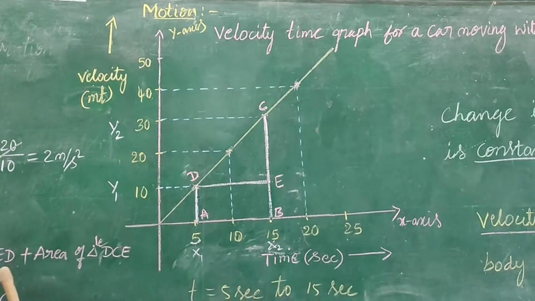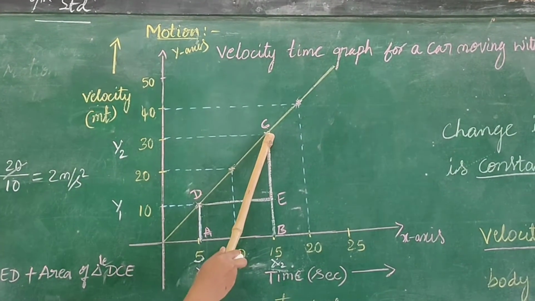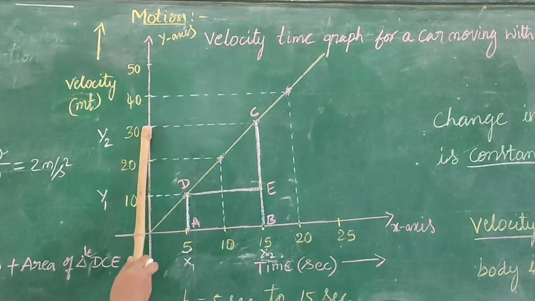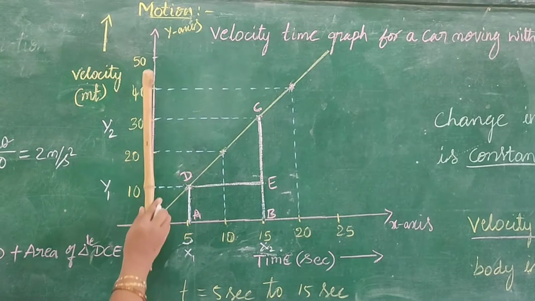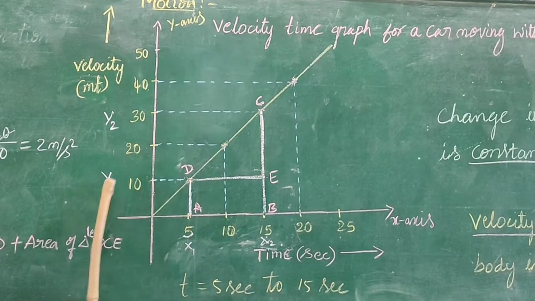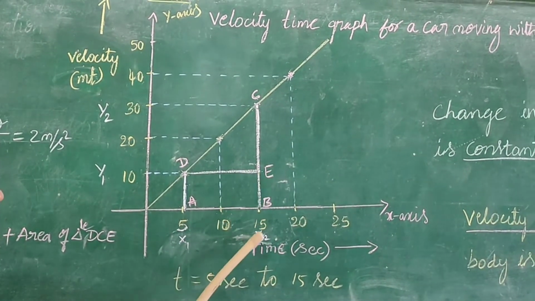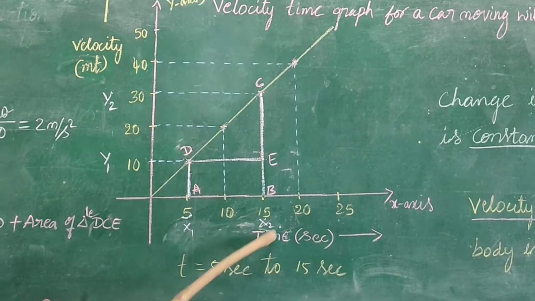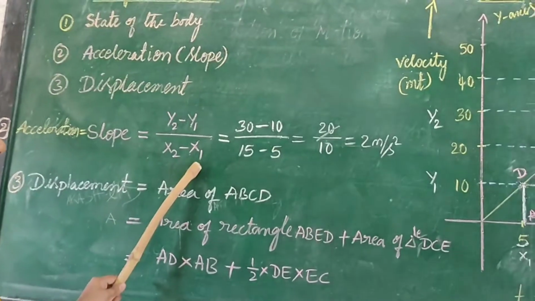So here I will use one formula. The corresponding C you can write the perpendicular, the corresponding B you can write the perpendicular to the y-axis. So that is considered as y2, this one is y1. The corresponding time is considered as x1 and this is x2. So this is our formula: y2 minus y1 divided by x2 minus x1.